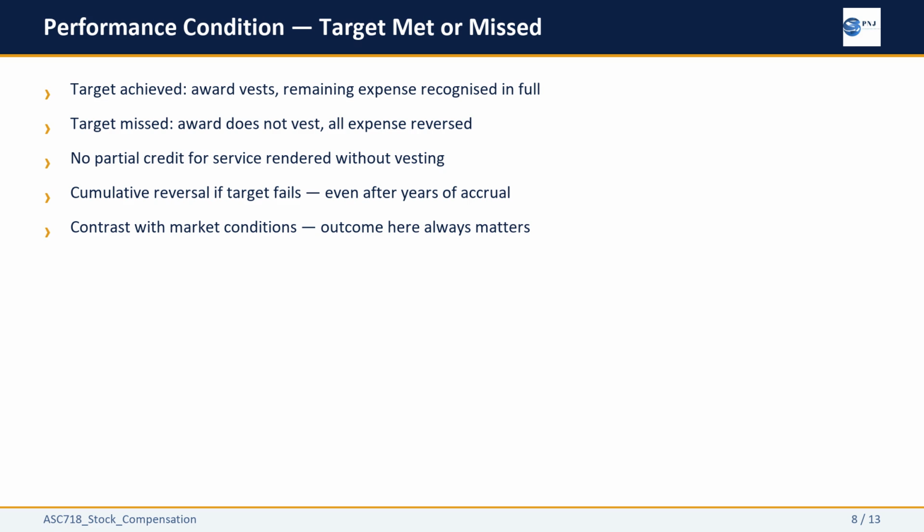When the performance period ends, one of two things happens. If the target is achieved, the award vests, and any remaining unamortized expense is recognized in full at that point. If the target is missed, the award does not vest, and this is important, all previously recognized expense is reversed in full. There is no partial expense credit for the years of service the employee rendered while working toward a target that was ultimately not met. The entire cumulative accrual comes off the books. This is one of the starkest rules in SBC accounting, and it is a direct contrast to how market conditions are handled, which we will cover next.